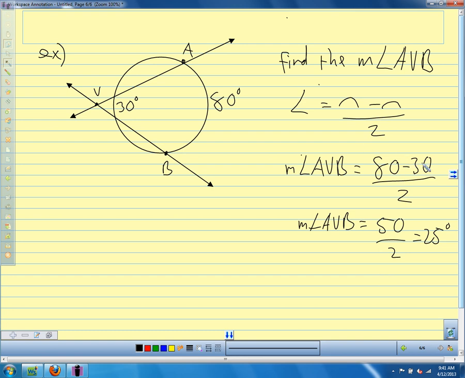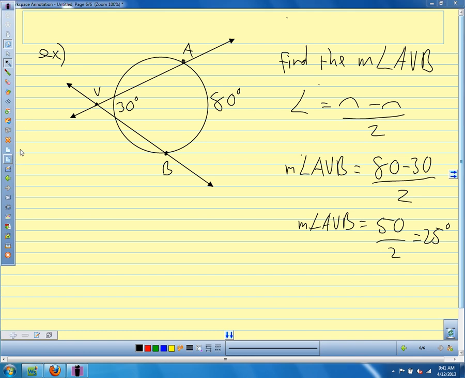And if I would have made a mistake and done the small minus the big, 30 minus 80, I would have gotten negative 50. And when I divide by 2, I get negative 25, and that would tell you made a mistake. So you don't want a negative angle. So this one we just plugged into our formula. Not too bad. Questions on that one?